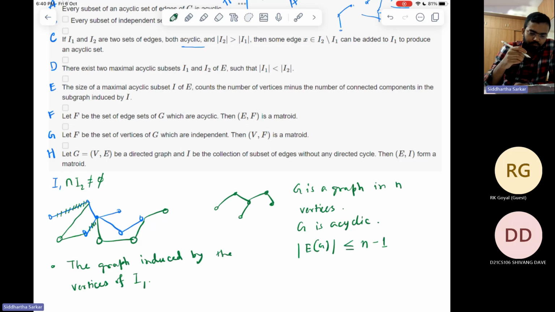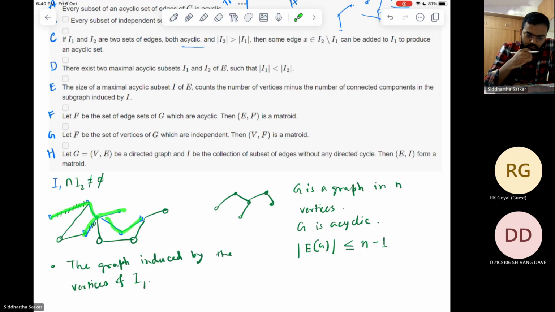So for example, in this case, these are the vertices of I1. And you consider all the edges that are in between these vertices. Okay, so that will give you an induced graph.